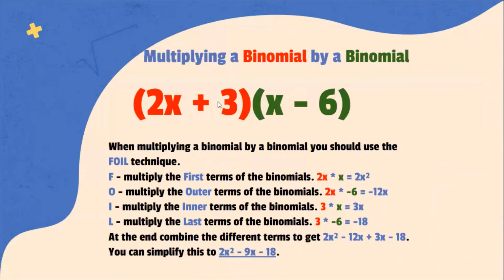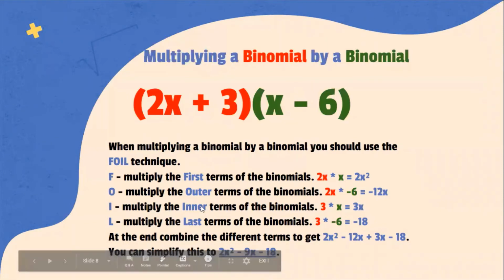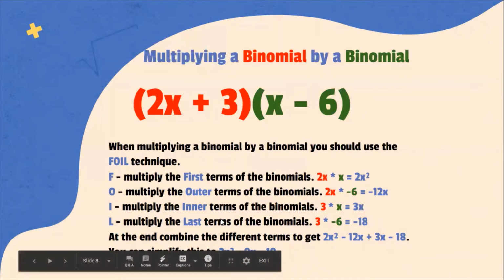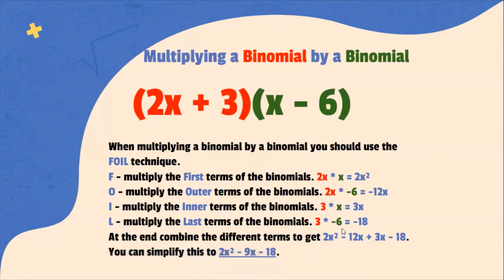Then we would multiply the outer terms of the binomials, which would be 2x times a negative 6, which would get us negative 12x. Then we would multiply the inner terms of the binomials, which would just be 3 times x being 3x. And finally, we would multiply the last terms of the binomials, 3 times negative 6, which would get us negative 18. And then we would combine all the terms to get 2x squared minus 12x plus 3x minus 18. And then we can simplify that to be 2x squared minus 9x minus 18.